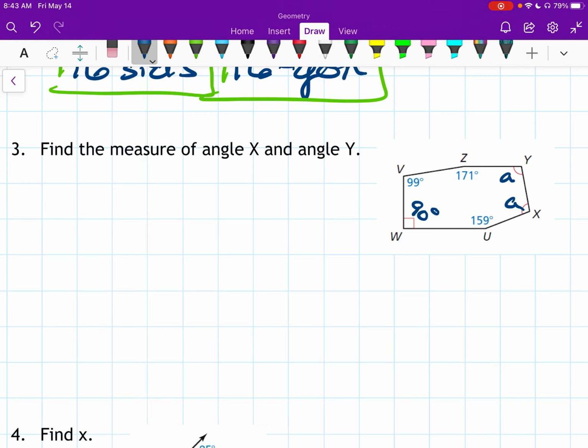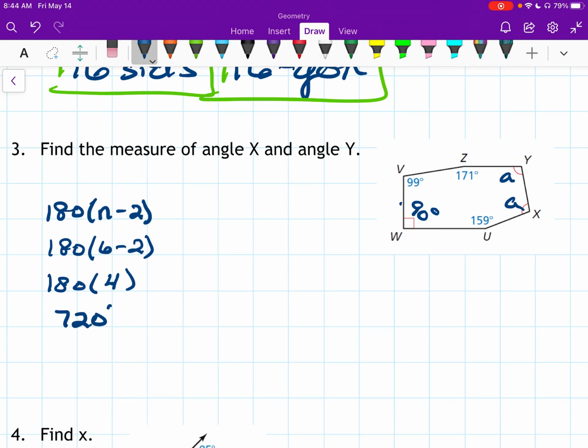So what we're going to do is we're going to first figure out what the angles are going to add up to. In doing that, we need to figure out how many sides it is and plug into this formula 180 times n minus 2. Well, there are 1, 2, 3, 4, 5, 6 sides. So I'm going to plug in 180 times 6 minus 2. That's 180 times 4, which is 720.